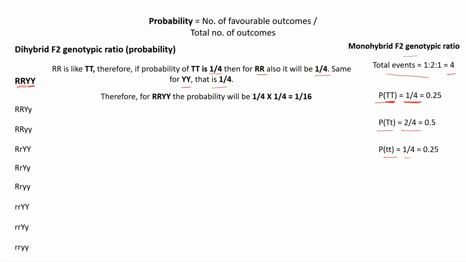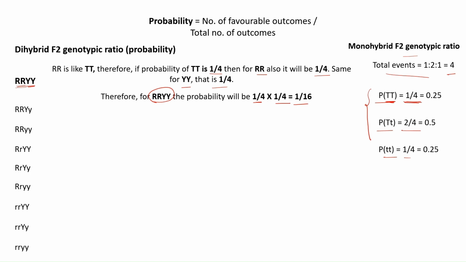So therefore, the probability of this particular genotype, that is capital R, capital Y, will be 1 by 4 into 1 by 4. 1 by 4 for capital R, 1 by 4 for capital Y. Together it is 1 by 16. So from the monohybrid cross, it is easy for us to calculate the probability for the dihybrid cross.